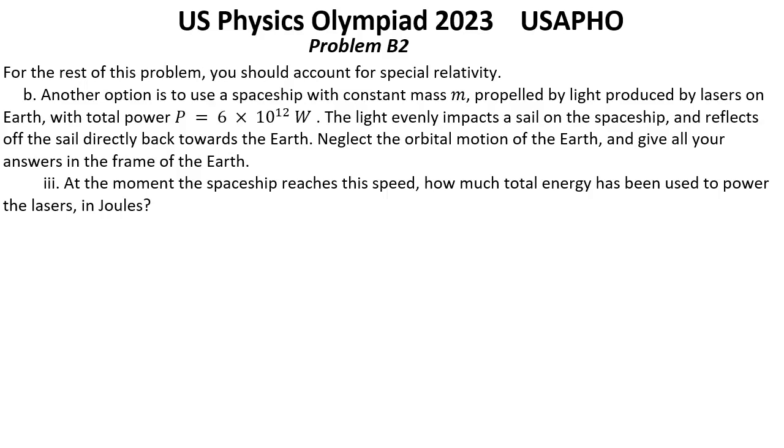Question 3 from part B. At the moment the spaceship reached this speed, how much total energy has been used to power the lasers, in joules? From the previous question number 2, we found that total time equal 5/6 mc squared over power P. So it means the total energy used to power the lasers was 5/6 mc squared, or 7.5 multiplied by 10 to the power 18 joules.